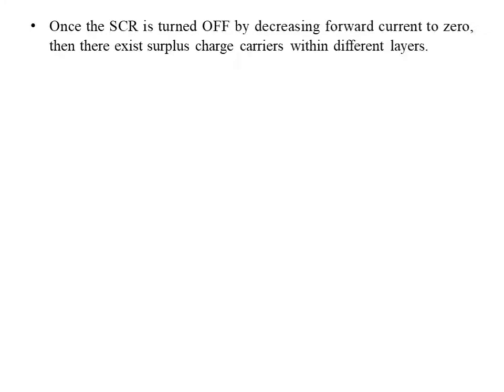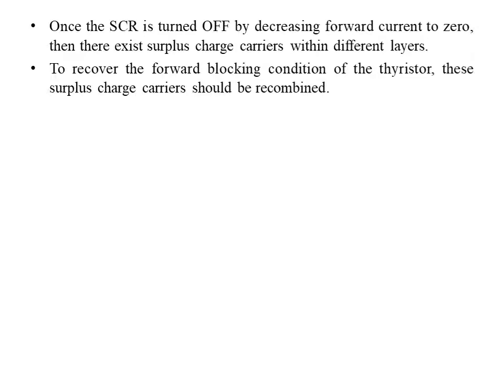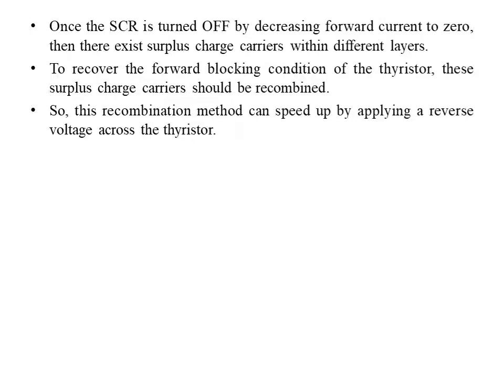Once the SCR is turned off by decreasing the forward current to zero, there exists surplus charge carrier within different layers. To recover the forward blocking condition of the thyristor, these surplus charges should be recombined. This recombination can be sped up by applying a reverse voltage across the thyristor.